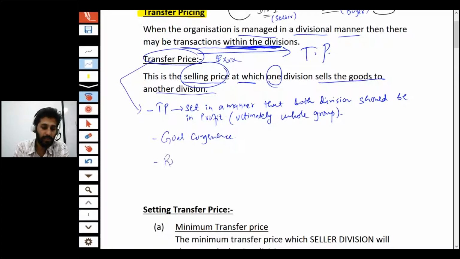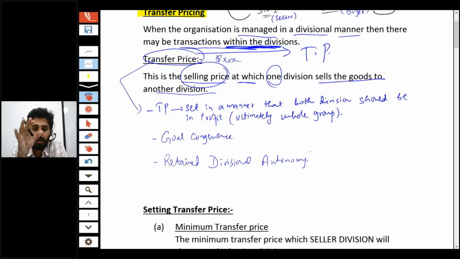That is retained divisional autonomy. Now, what do you mean by the term divisional autonomy? The divisional autonomy is that head office should not get involved while setting the transfer price. This decision making power should be given to the divisions. All right, so these are the purposes of transfer pricing.